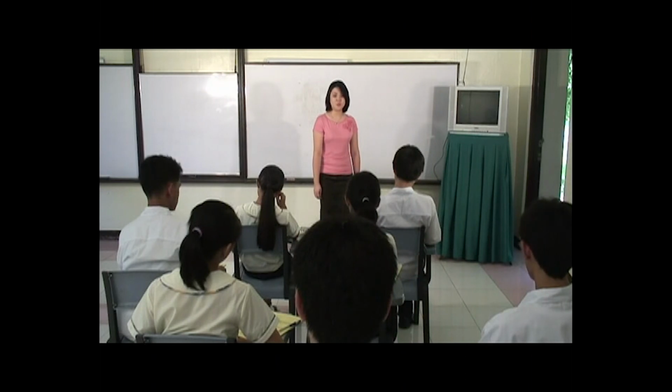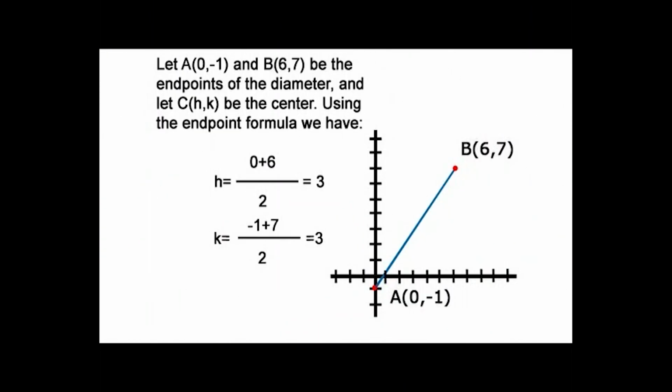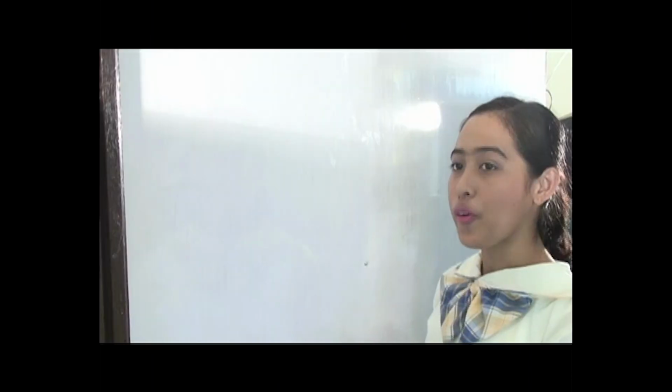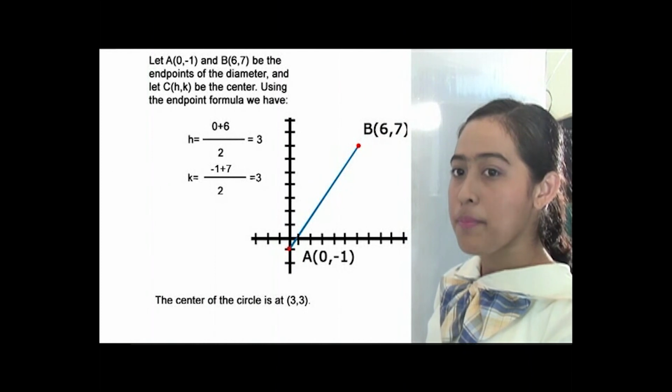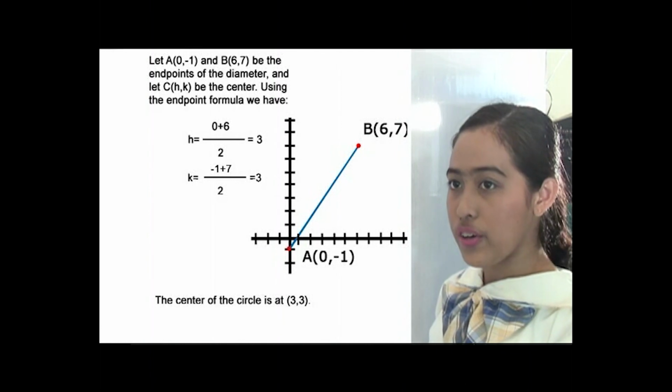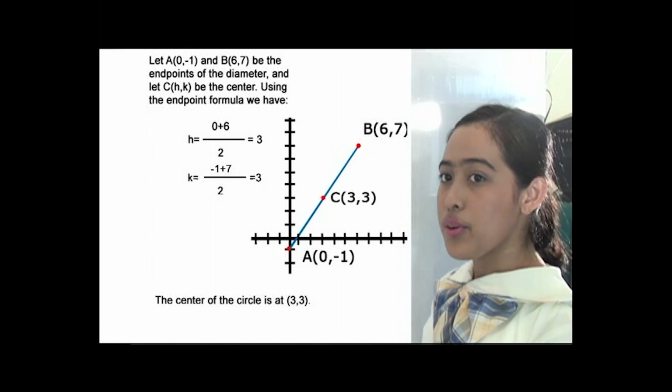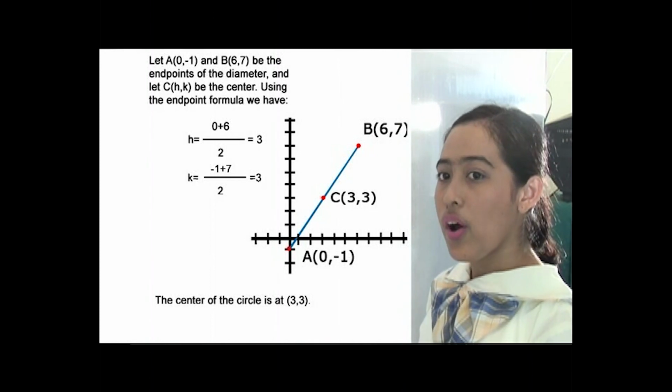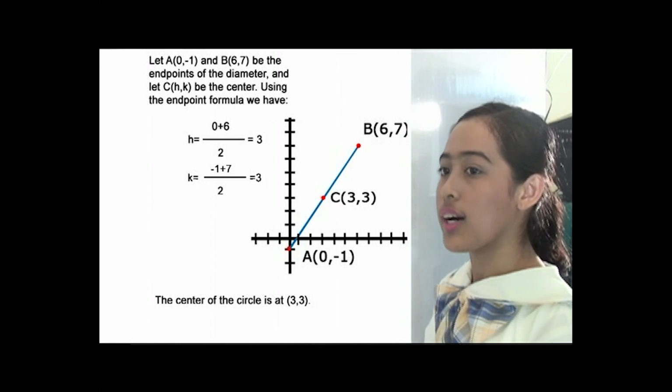Very good. Would you like to solve the problem, Dancel? Okay. Would you like to explain your work? Alright. We know that all diameters pass through the center, and each half of the diameter is a radius. This shows that the center is the midpoint of every diameter. So since we are given the endpoints of a diameter, we can get the center using the midpoint formula.